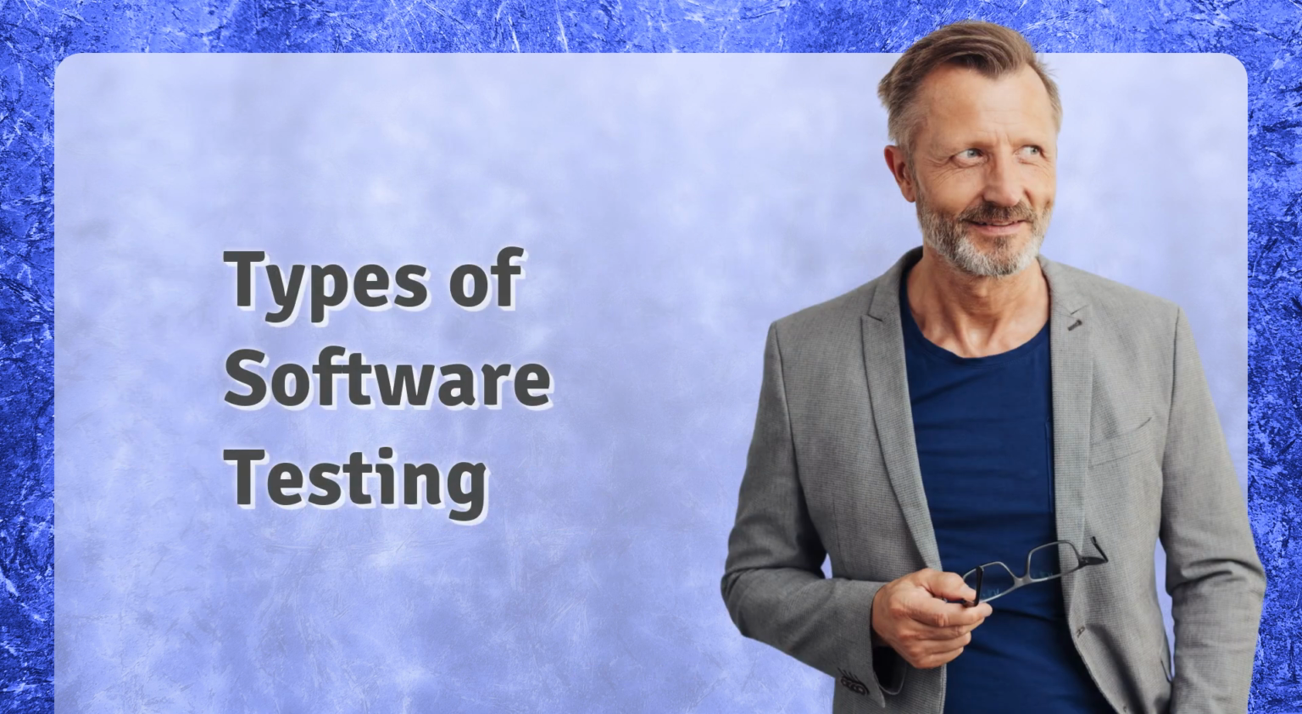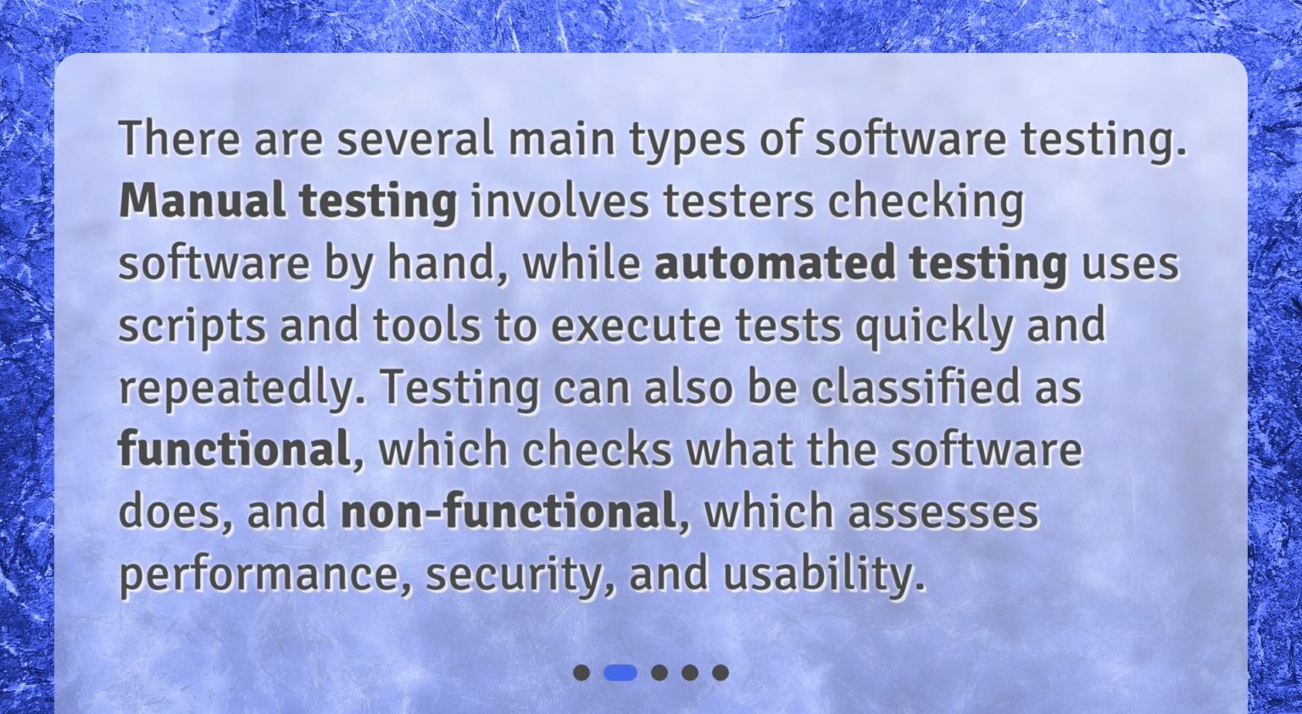Types of software testing. There are several main types of software testing. Manual testing involves testers checking software by hand, while automated testing uses scripts and tools to execute tests quickly and repeatedly. Testing can also be classified as functional, which checks what the software does, and non-functional, which assesses performance, security, and usability.